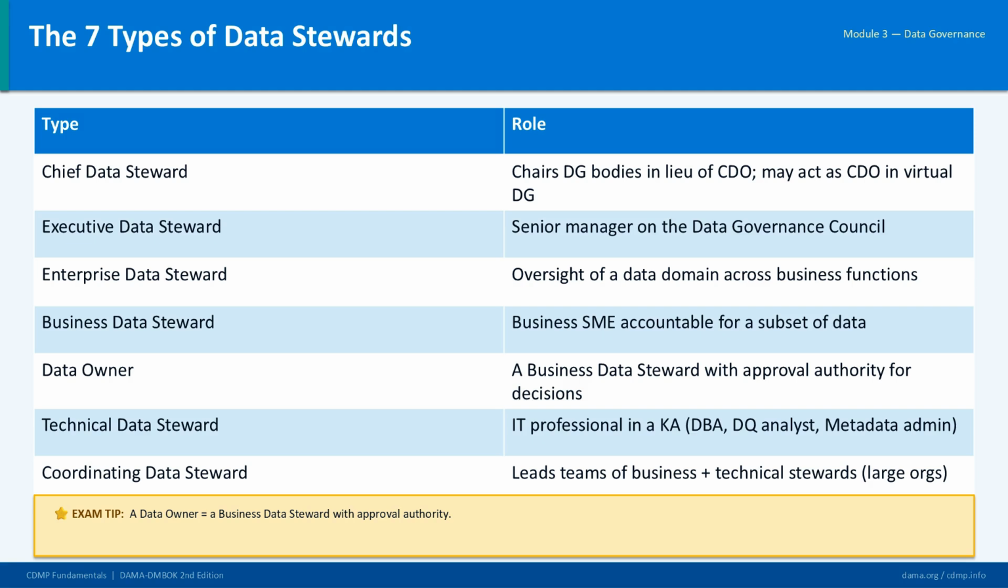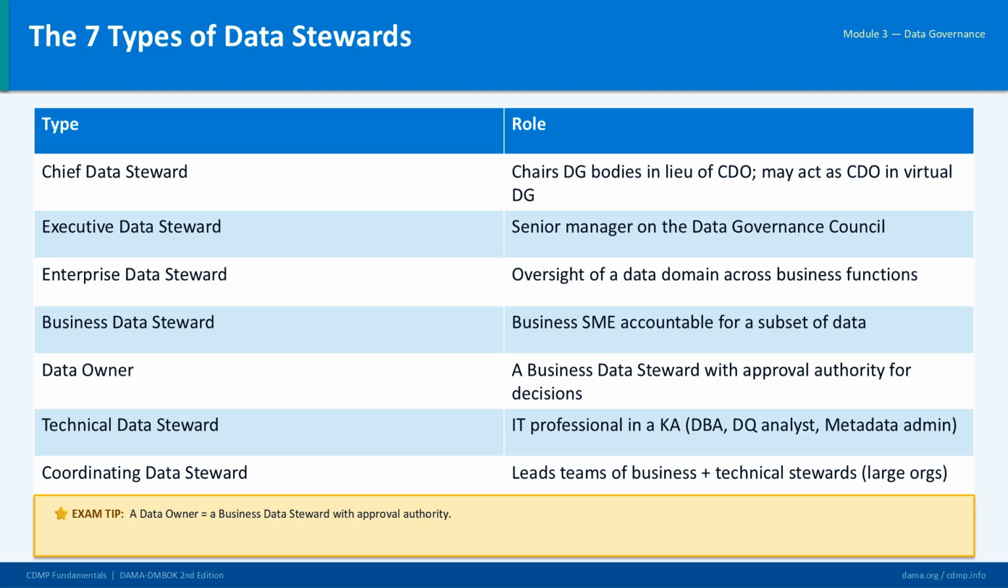The DMBOK describes 7 types of data stewards, and the exam may ask you to identify any one of them. The chief data steward chairs governance bodies in place of a CDO, and in a virtual or distributed governance setup may effectively act as the CDO. The executive data steward is a senior manager who sits on the Data Governance Council. The enterprise data steward has oversight of a data domain that spans business functions. The business data steward is a business subject matter expert accountable for a subset of data.